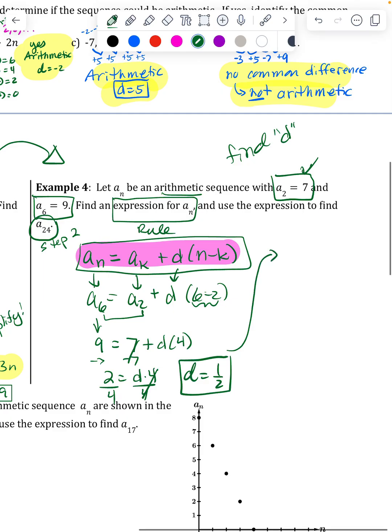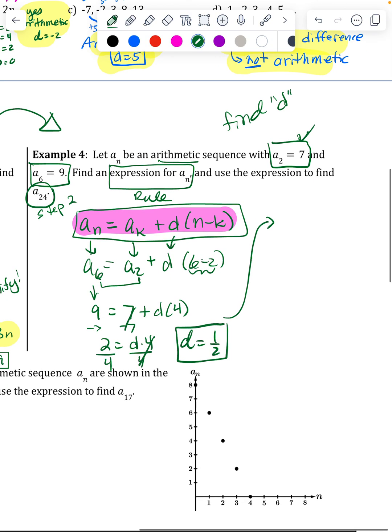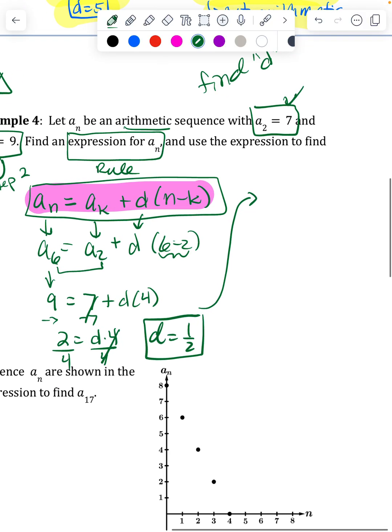Okay, now I can go to phase 2. And now I'm going to try to figure out what my rule is. So I've got to go back to the same thing, but now I'm trying to find a rule keeping the a sub n in place. All right, well, I'm going to start at what I had, which is a sub 2. I'm going to add my common difference, and I'm going to be finding the space from n to the second term.